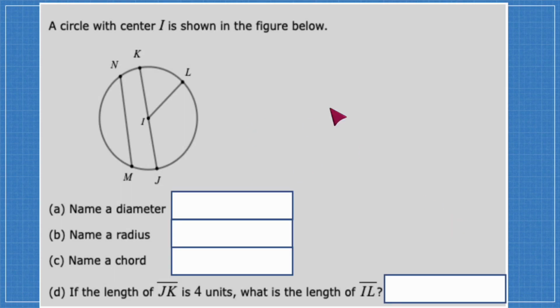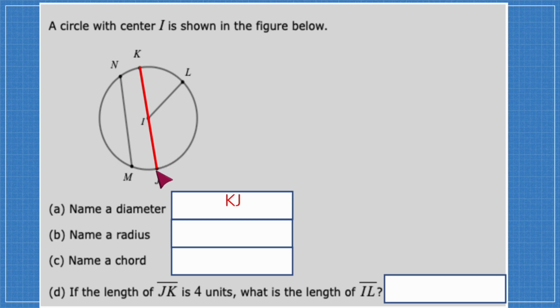All right, let's go ahead and look at the example problem. A circle with center I is shown in the figure below. We have I, and we have all of these segments going around, and they're going to have us name a diameter, a radius, and a chord. And then they're also going to have us work out a little problem here. A diameter, remember, needs to go from side to side, but it has to go through the center. So I really only have one option.